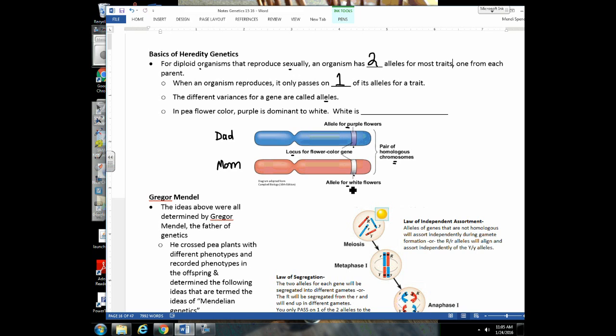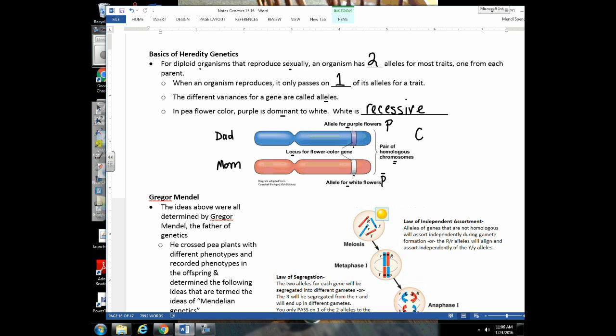To represent the different alleles for the same gene, we use letters of the alphabet. So for the purple allele, I would give it a capital P, and I do that because it is dominant to white. For the white allele, I give a lowercase p. Lots of times I put a line over that lowercase p so you can tell the difference between a capital and a lowercase p. And so white is recessive in this case.